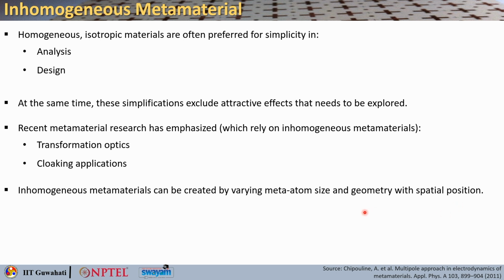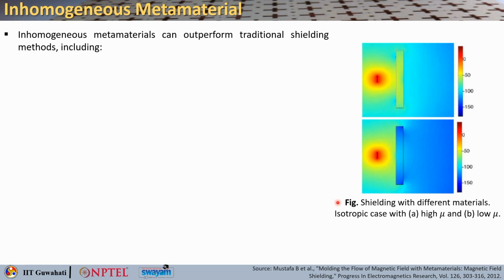So, what are the examples of this kind of thing? The first example you can think of is magnetic field shielding. It is an important application of a lot of practical interest. So, let us look into an example here. We will see that shielding by means of inhomogeneous metamaterial has some added advantage over traditional shielding that we achieve using high permeability material and the typical active magnetic field shielding.